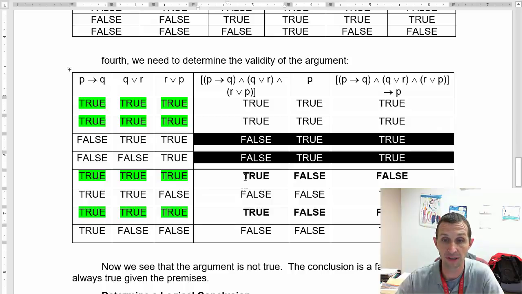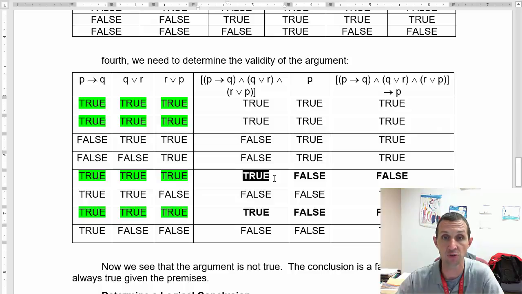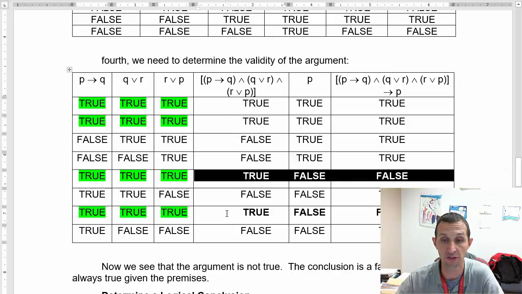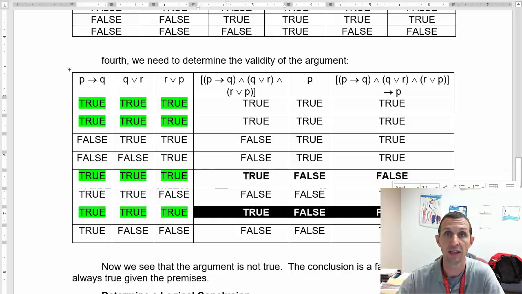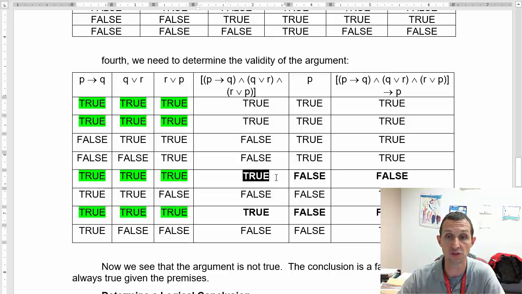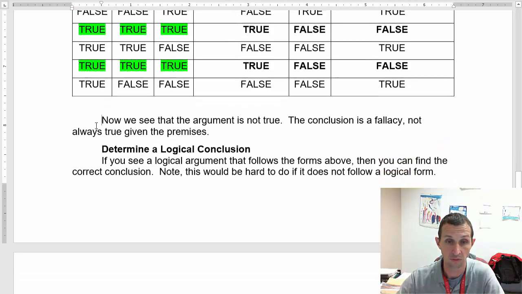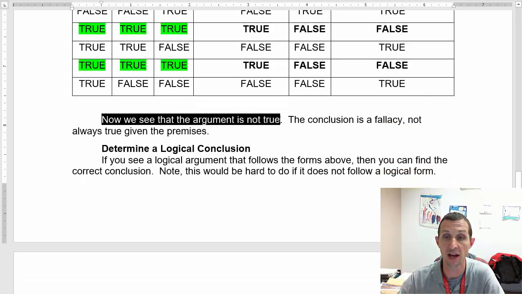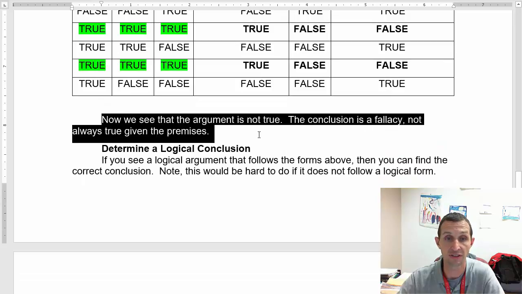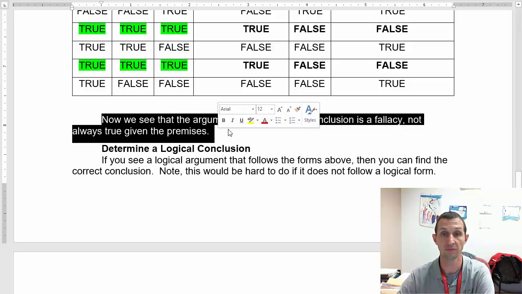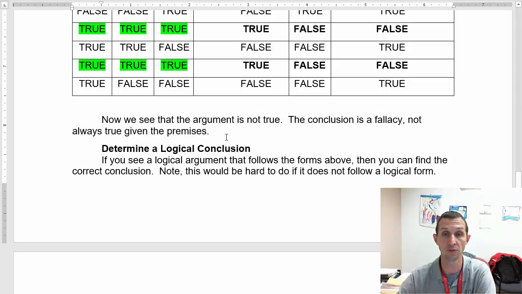But the problem is I have a true with a false, and so now I have a false in these 2 places, and now I don't have a tautology. There are places where the premise is true, but the conclusion is false. And so now we see that the argument is not valid and the conclusion is a fallacy, not always true under the given premises. Okay? And so that's how you would do it with a truth table.